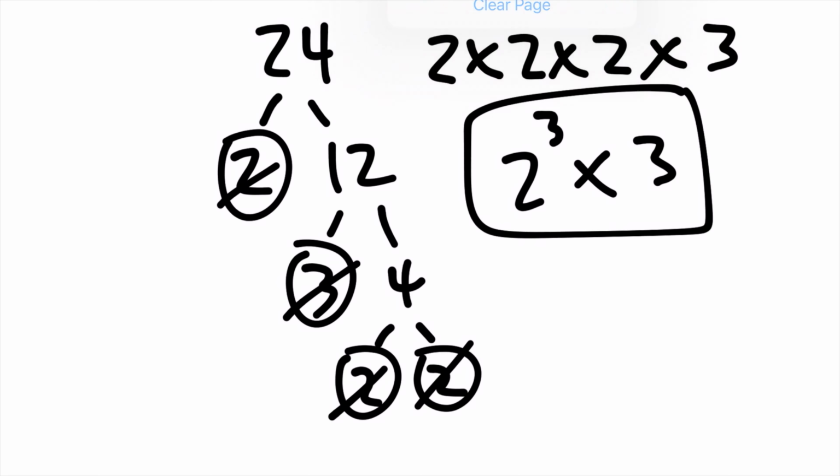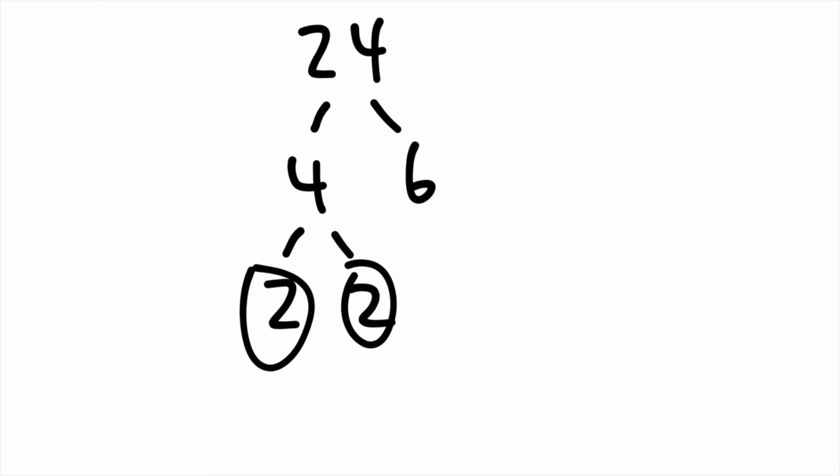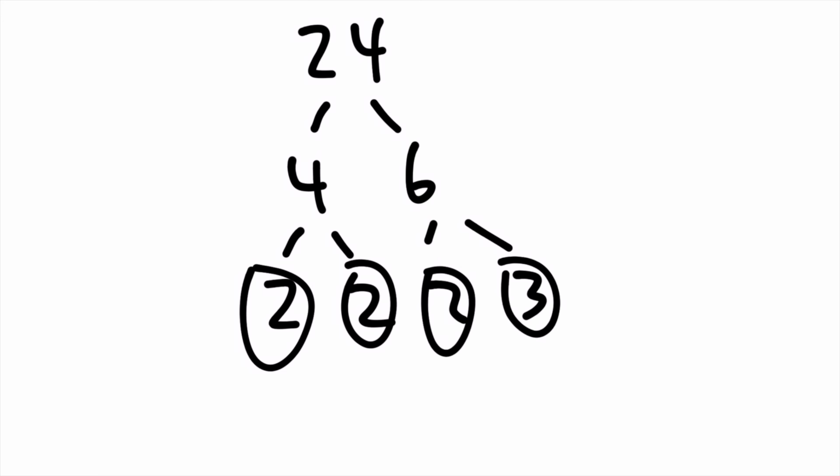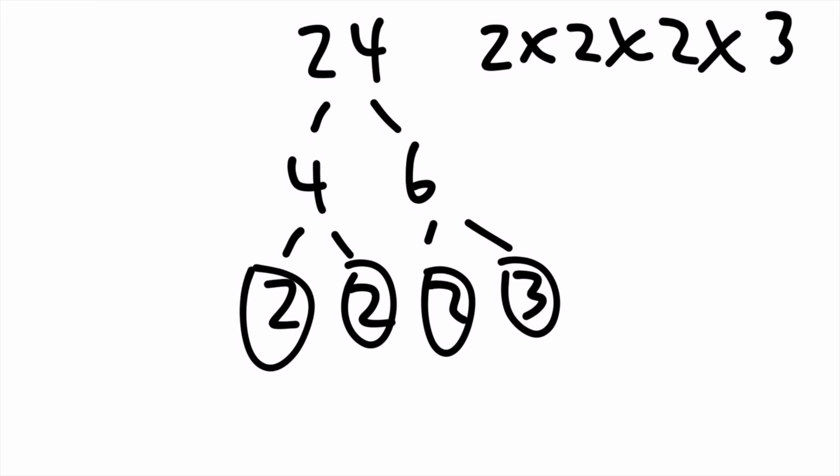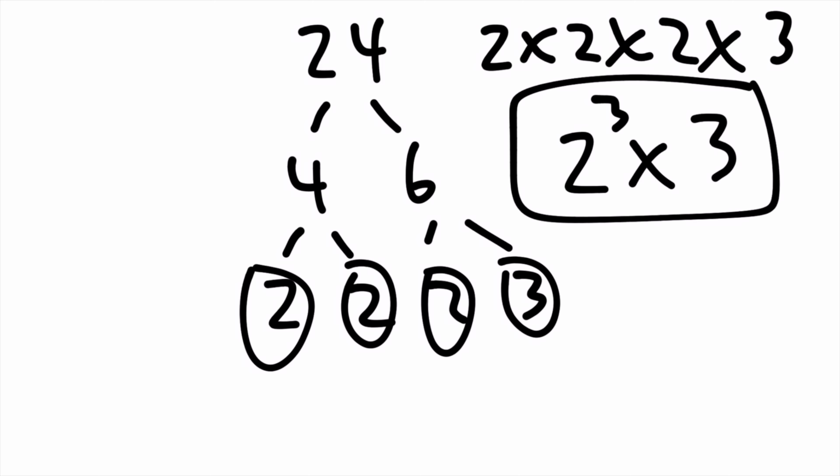Now I'm going to break 24 down using 4 times 6. I'm going to break down the 4 as 2 times 2 and the 6 as 2 times 3. And again, I'm going to write 2 times 2 times 2 times 3. And if I want to write it using exponents, I'm going to write it as 2 to the third power times 3, and either way is correct.